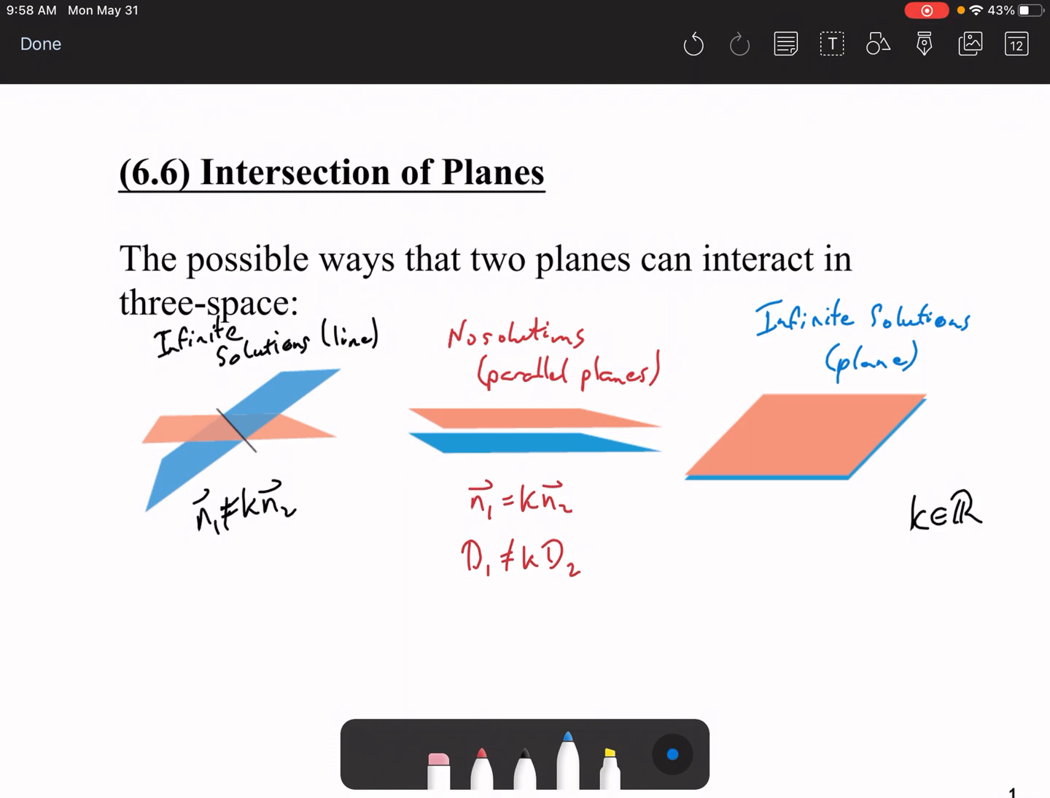Whereas in our last case, the normals do turn out to be the same, or scalar multiples of each other, as well as the d values. So usually it's very easy to tell based on your equations in scalar form whether you're going to have a line of intersection or a plane of intersection or no intersection. So let's see how we do this.